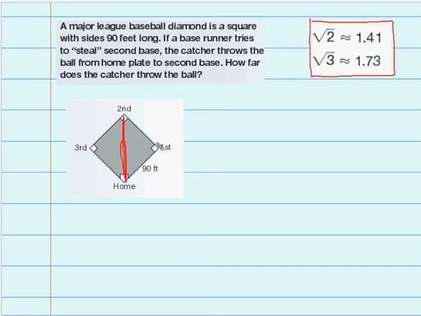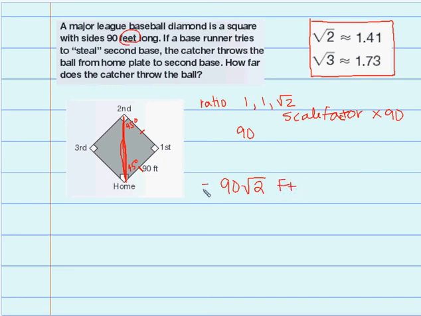Okay, so I took a square and I divided this into two 45, 45, 90 triangles. Since these were the same length, I know that these are 45-degree angles. So I know I have a 45, 45, 90 triangle. And remember, that is in the ratio of 1, 1, square root of 2. Okay, so the length here is, if one of my sides is 90, then my scale factor, forgot to say, scale factor is times 90. So I need to multiply this times 90, that times 90, and the square root of 2 times 90. Well, 90 square roots of 2 feet is exactly how far it is.